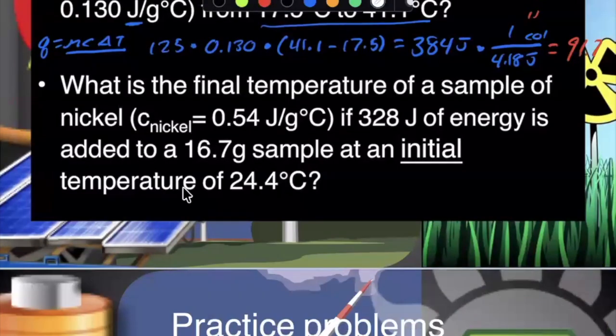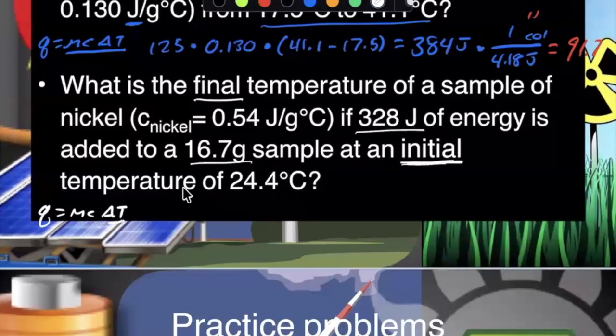Okay, for this one, again, Q equals MC delta T. Now, in this case, I want to know the final temperature of a sample. I have a C, I have a Q, and I have a number of grams. So that gives me my M, and I have my initial temperature. So the easiest way to solve for this is if I need the final temperature and I have the initial temperature, then I'm solving for delta T.